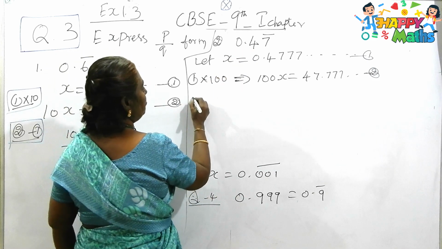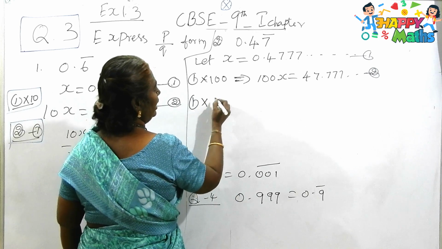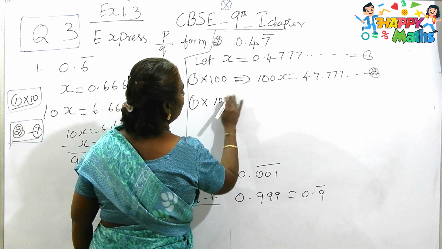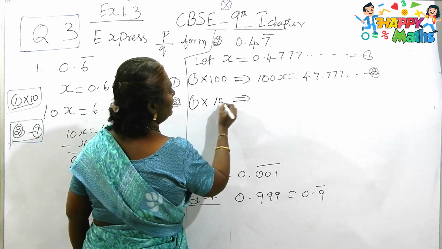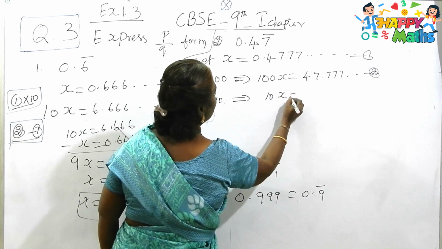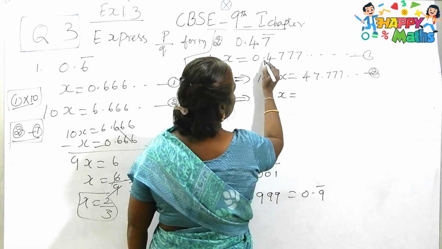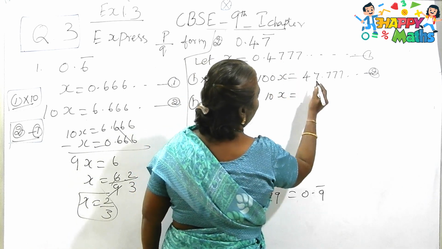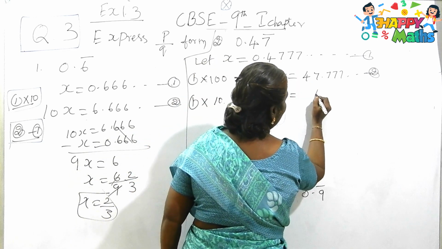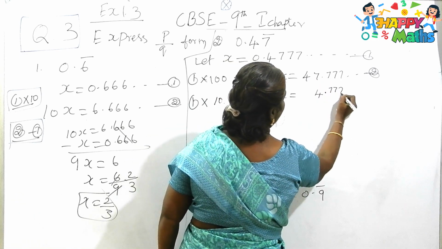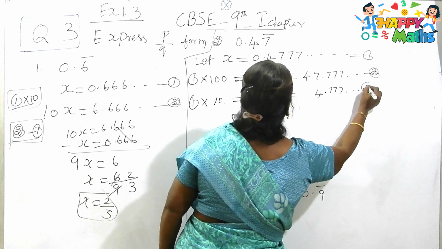I have to multiply the equation 1 by 10 again. How many numbers are left out? Only one number. So I need to multiply by only 10 first. Now I am writing 10x equal to, the point will move only one digit towards the right. So 4.7. I have to write the 4 directly in the unit place and place a dot over here, 777. This is equation number 3.